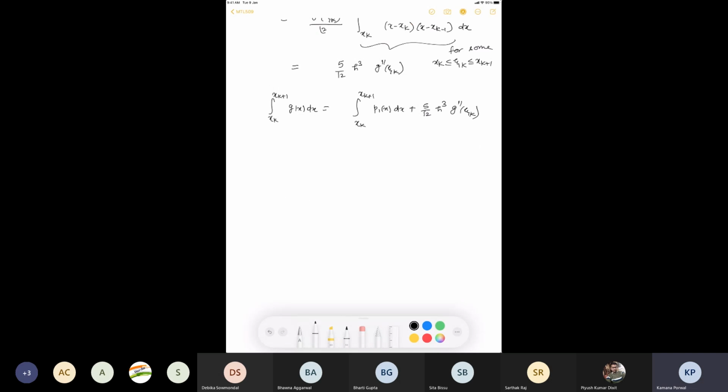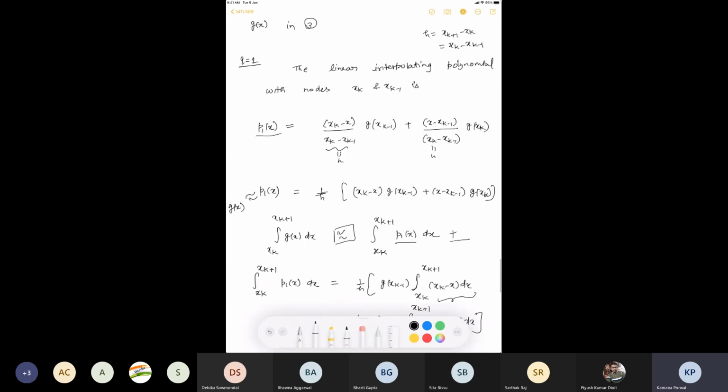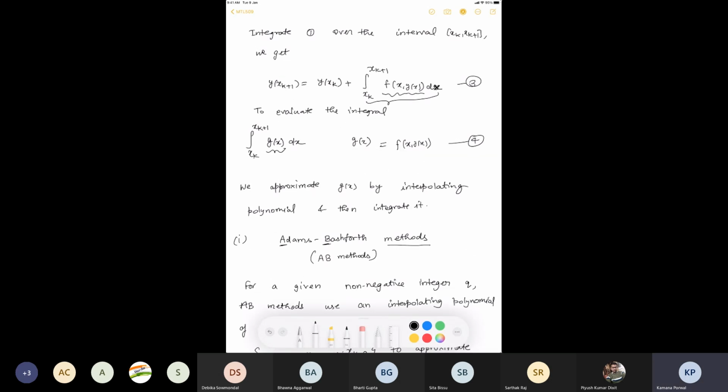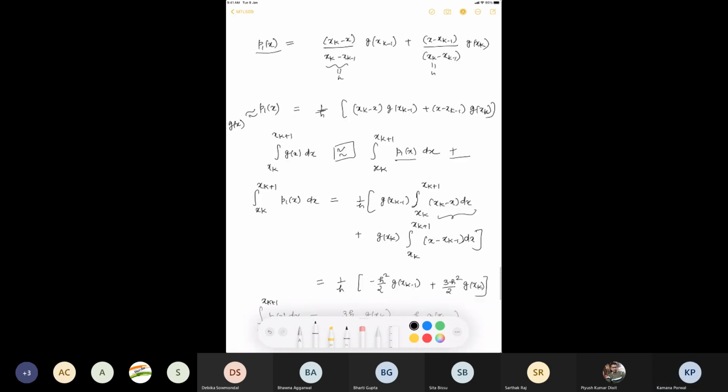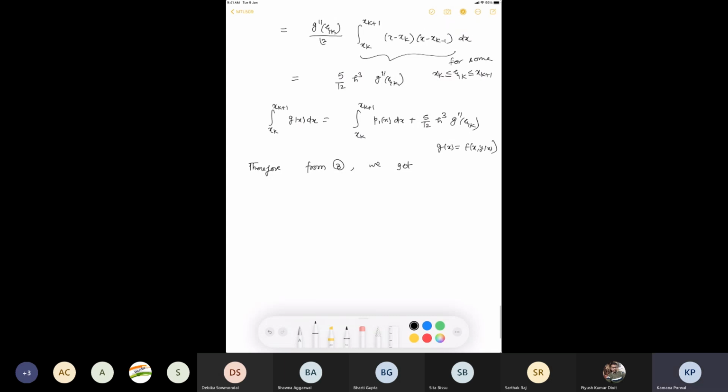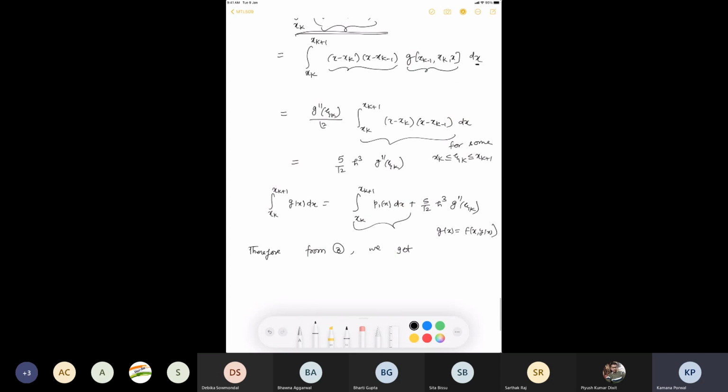So if I substitute it back into equation number 3, from equation 3 we get, keeping in mind that g(x) is nothing but f(x, y(x)), and for this integral, we have already got this expression.